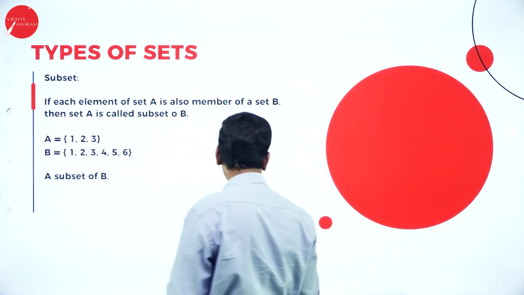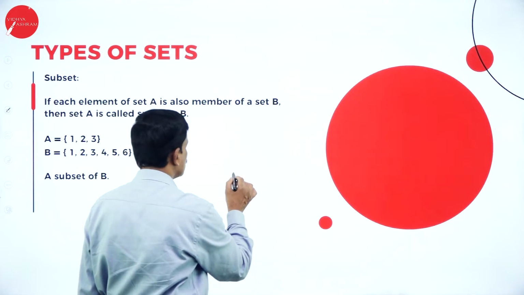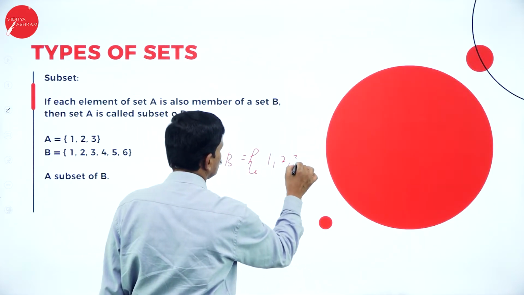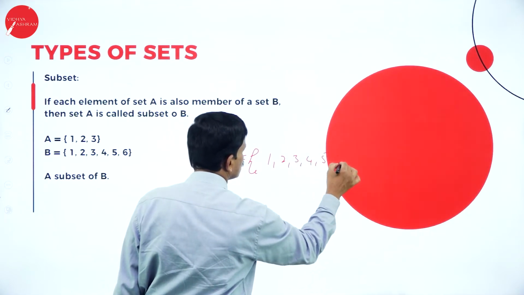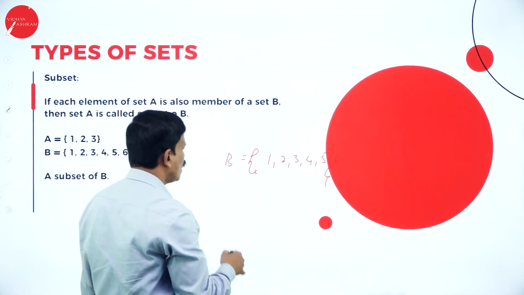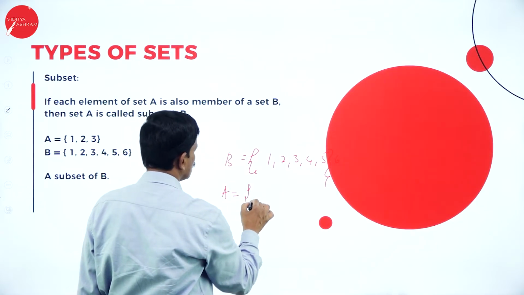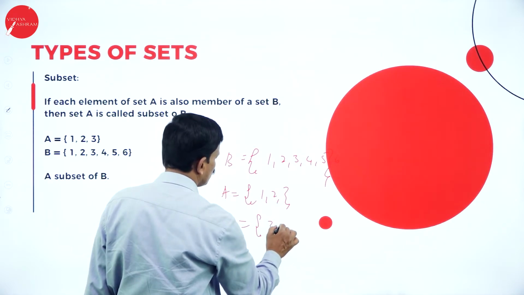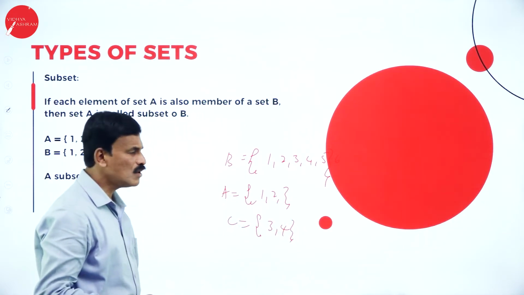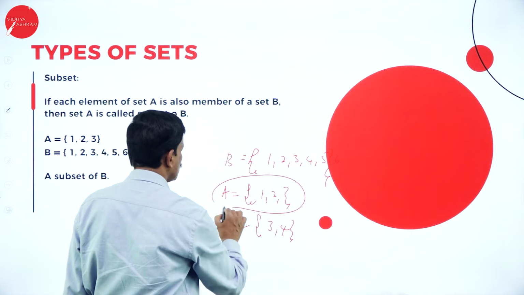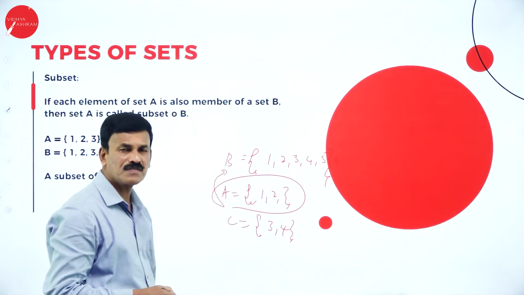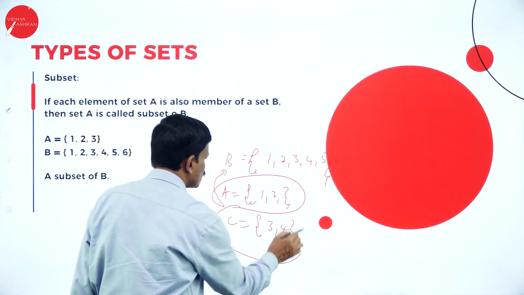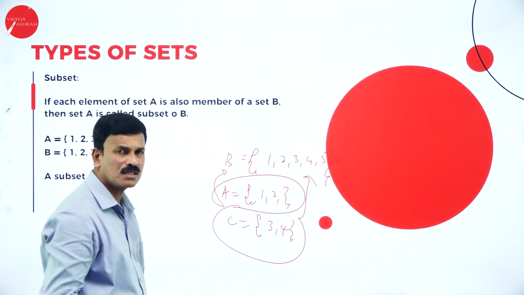Subset means, let us consider a set. Let me take one set: B = {1, 2, 3, 4, 5}. This is a set. Another set A = {1, 2}. Another set C = {3, 4}. Now, what do you say from this? All the elements of A are elements of set B. Similarly, all the elements of set C are also elements of set B.